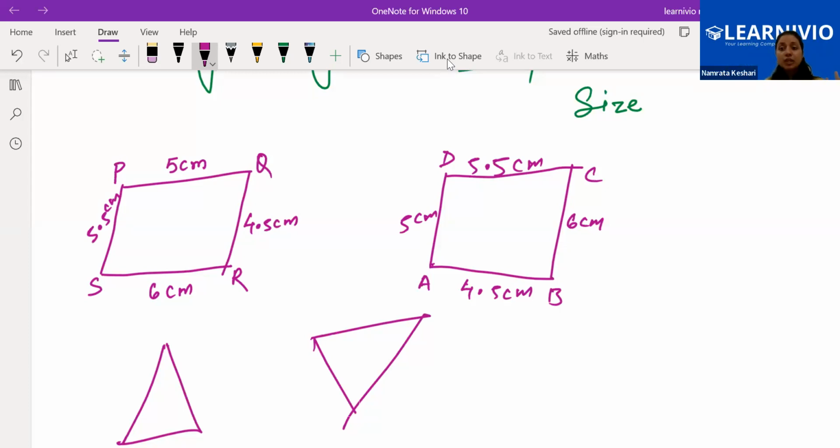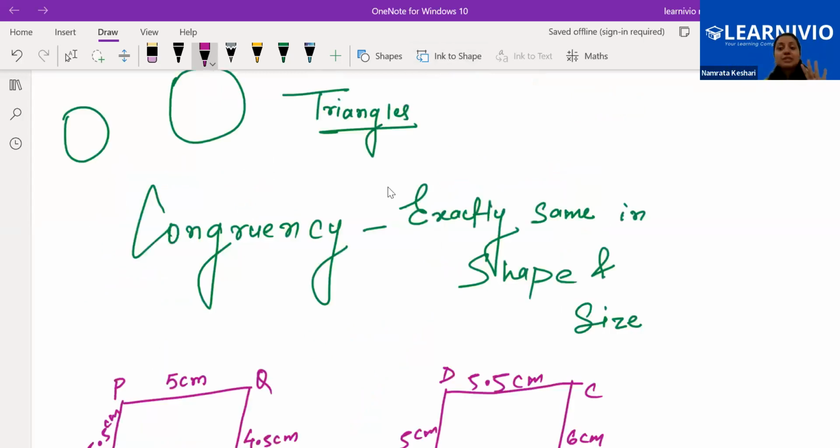This is how we will be checking the congruency. Two figures will be given. Check whether both are congruent or not; you have to check it very carefully. What is the meaning of congruency? That we already understand. It means exactly the same in shape and size.